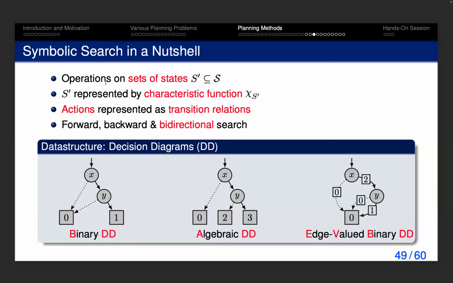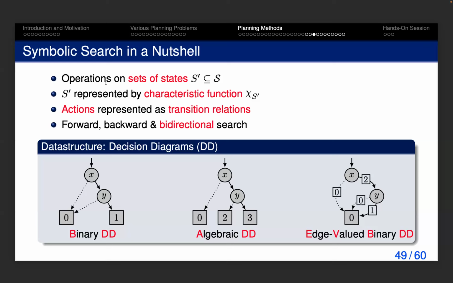In a similar way, you can represent actions with transition relations, also with logical formulas, just saying what has to be true before and afterwards. And then you can modify these sets of states. With that, you can do essentially forward, backward, and bidirectional search, because you're talking about sets of states, not individual states. The key point here is that we somehow have to represent these formulas. And for that, in symbolic search, we usually use decision diagrams.